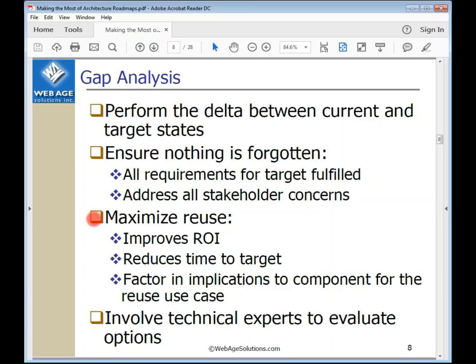And as was mentioned before, one of the things we want to do is obviously maximize reuse. This can save time and money, improving the return on our investment. But don't forget to factor in any of those implications. When you start using something in an additional or different way, there may be other things that you have to explore, which would then lead you, when you get to this gap analysis phase, to make sure that you're involving the appropriate experts to give you opinions about your choices, right? So as an architect, I need to understand for the various components who's the go-to person that can talk to me about it with respect to using it for my new system that I'm building.